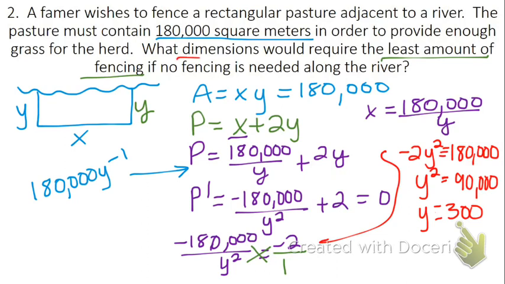Because the question says what are the dimensions, I would need to go back and find x. I would probably plug in y into this equation here to get x. So x would be 180,000 divided by y. And so you would end up with x equals 600. And these are in meters. So if I create this rectangular pasture, to minimize the fencing, I'm going to need 300 meters on the Y side and 600 meters on the X side.